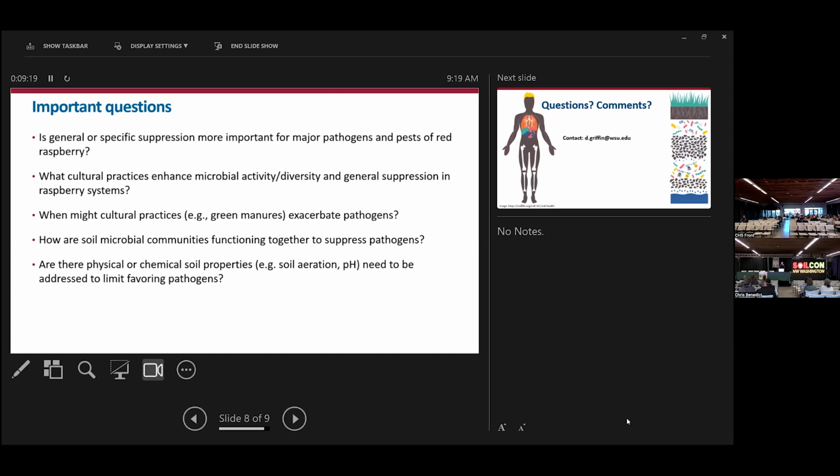And then also, of course, there's physical and chemical aspects that are important as well, things like soil aeration, pH, that might need to be addressed that can be contributing to pathogen issues, not just the biology.